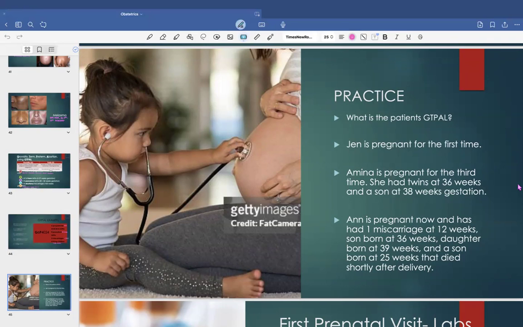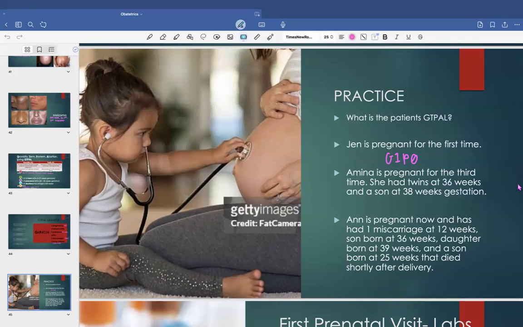Amina is pregnant for the third time. She had twins at 36 weeks and a son at 38 weeks gestation. What is her G? 3. All right, let's break it down. The T: how many full-term did she have? What is full-term birth? 37. So how many full-term births did she have? 1.